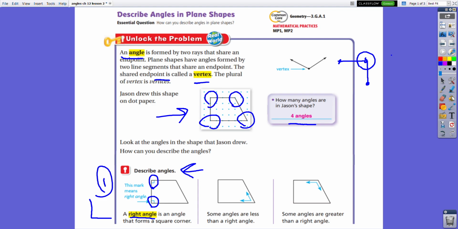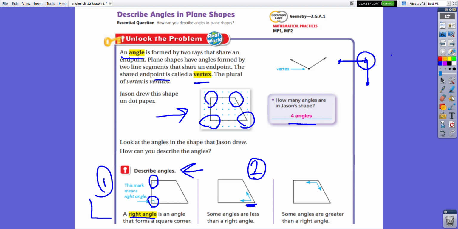Okay? Look at shape number 2. Look at this corner that has these two arrows. I'm talking about this corner, so keep your eyes on this corner. Now, do you think this angle is a right angle? Is it like the corner of a square? Is it the right corner of a square?